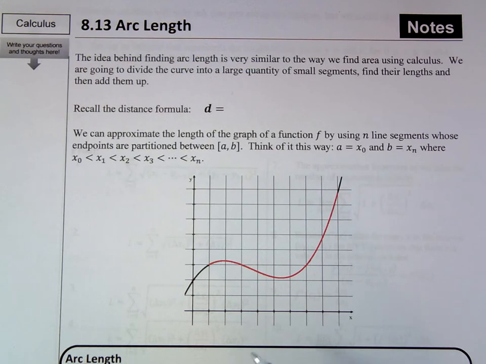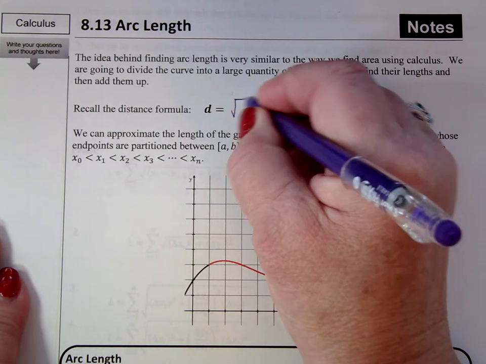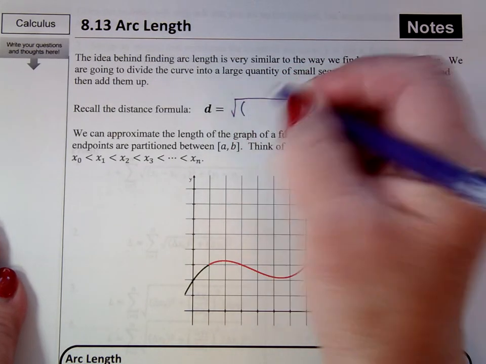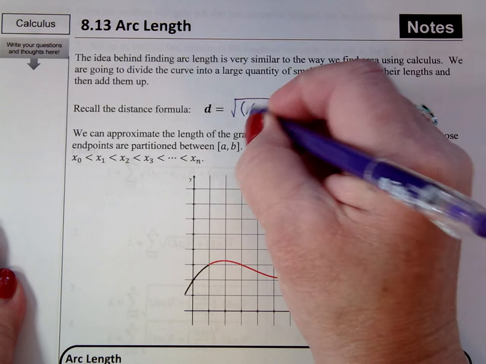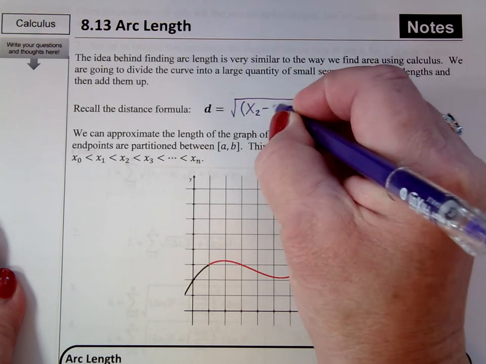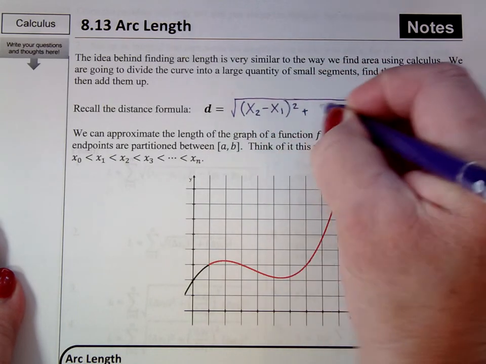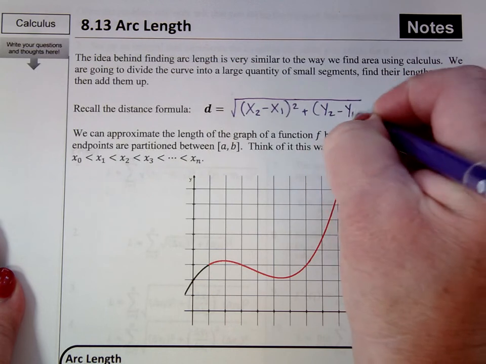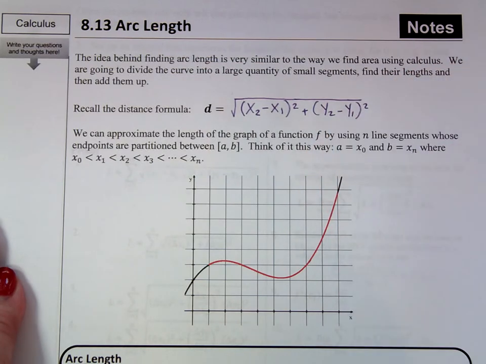So the idea behind finding arc length is very similar to the way that we find area using calculus. We're going to divide the curve into a large quantity of small segments and find their lengths and then add them up. So recall the regular old distance formula from back in the day. Gosh, when on earth did you learn this? Had to be a long time ago. Big old square root of (x2 minus x1) quantity squared plus (y2 minus y1) quantity squared. Kind of based off the Pythagorean theorem.